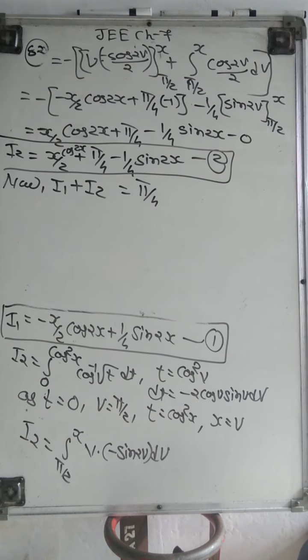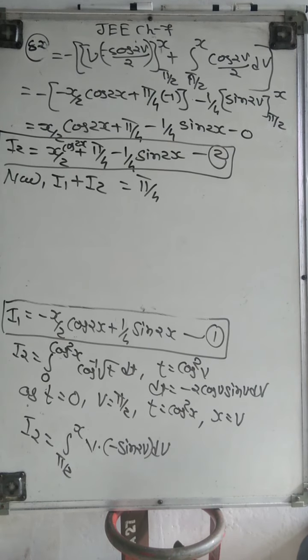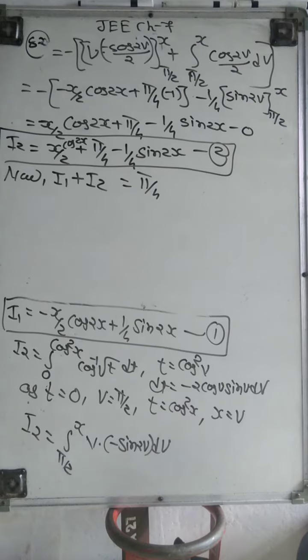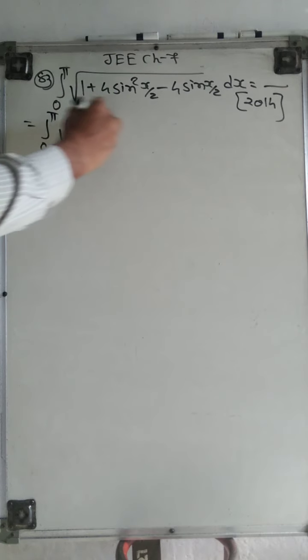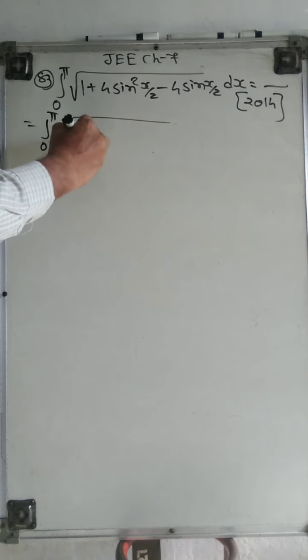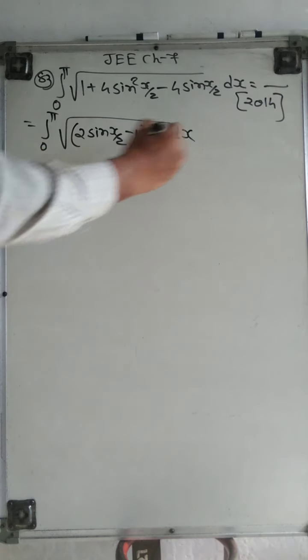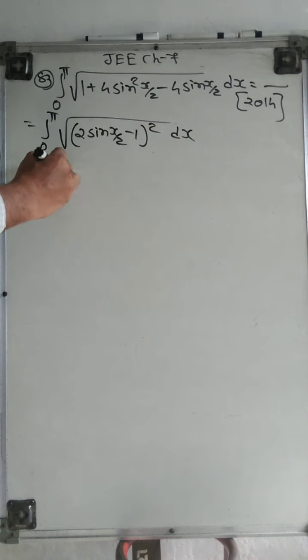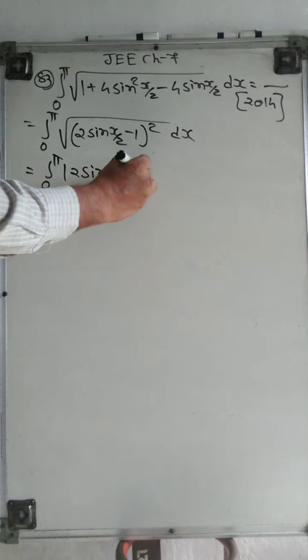Right? So this sum is quite different and quite hard, quite lengthy. So be careful. Next, question 83: integration 0 to pi, root of 1 plus 4 sin square x by 2 minus 4 sin x by 2, dx. It is integration 0 to pi under root. This becomes a perfect square trinomial, (2 sin x by 2 minus 1) square dx. And when we take the square root, the root is removed, then we have modulus of 2 sin x by 2 minus 1 dx.